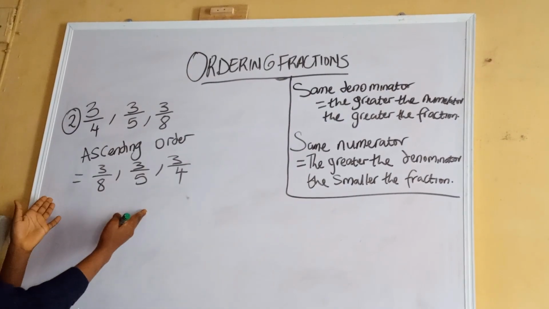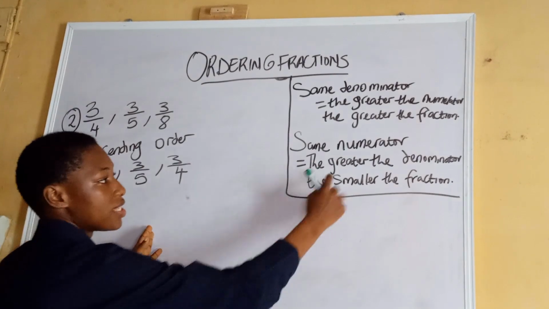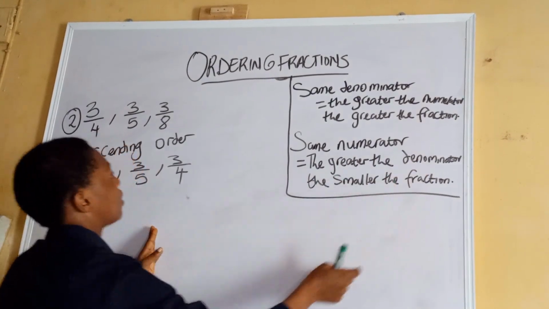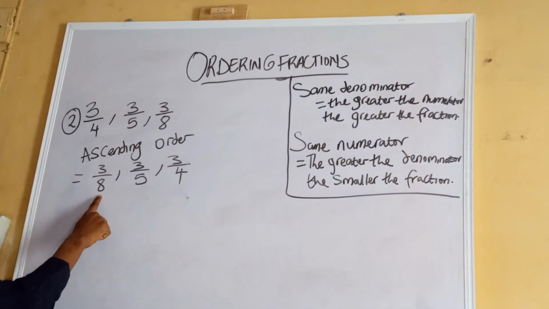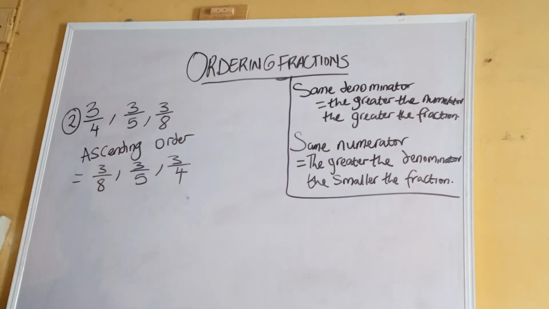This is in ascending order, this is what you have. Because remember, it says the greater the denominator, the smaller the fraction. Out of all these denominators, 8 is the greatest. 8 is the biggest number. Then followed by 5, and then 4. Now, if you are arranging in descending order, you would have something like this.